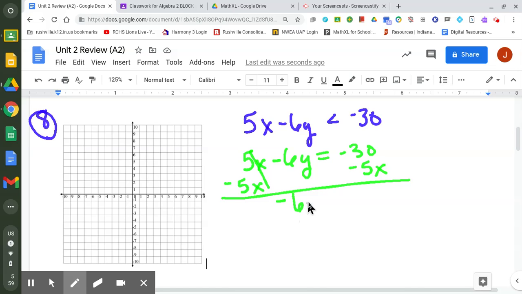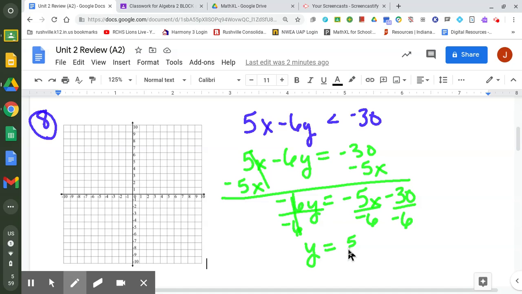So that leaves me with negative 6y equals, and remember that the negative 5x and the negative 30 cannot combine. We divide by negative 6, divide by negative 6, divide by negative 6. So y equals, and a negative divided by a negative is a positive. So if you put in your calculator negative 5 divided by negative 6, you would get positive 5 over positive 6x. Negative 30 divided by negative 6 would be positive 5. So to graph this, our slope is positive 5 over 6.